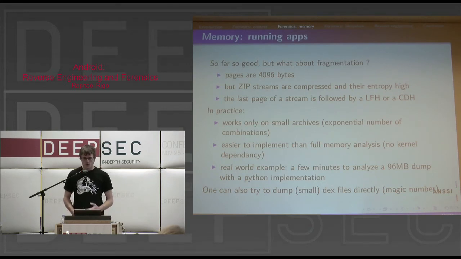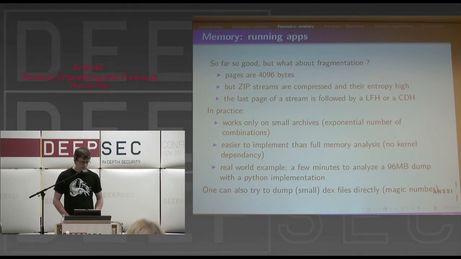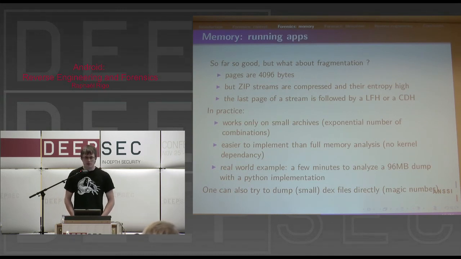So you can try to rebuild the zip file because the zip streams are compressed and the entropy is really high. So you can filter out all the pages which have a low entropy as non-zip data. And once you filter this, you know that you have a local file header and you can have some properties which make it pretty easy to actually rebuild a zip file. And in practice, it works pretty well on small archives, not on bigger archives because there are an exponential number of combinations of pages once the zip file gets too big. You have too many possibilities to try to rebuild.